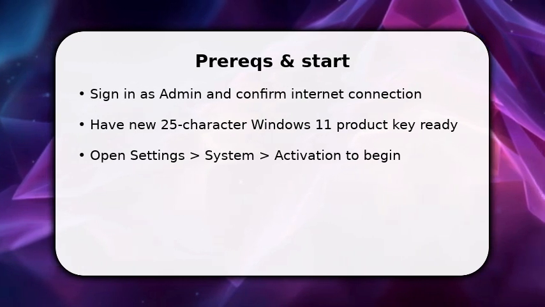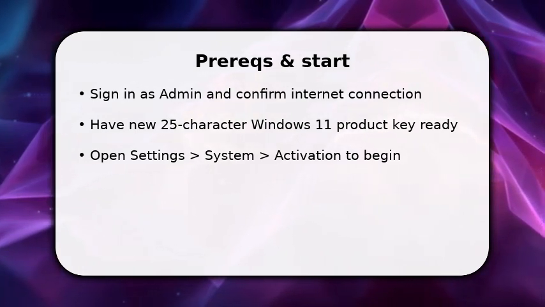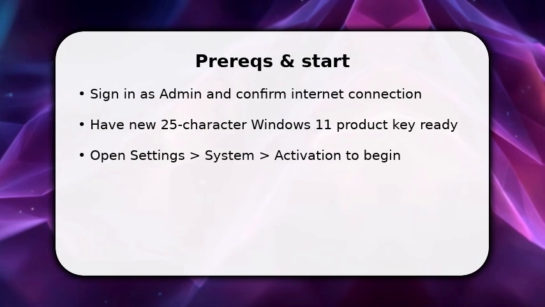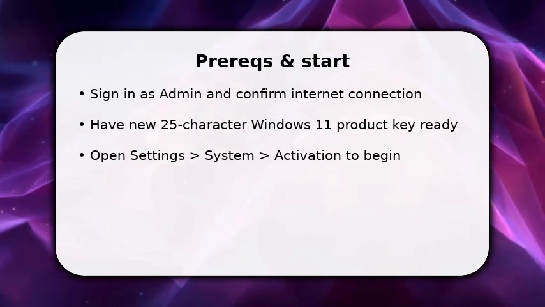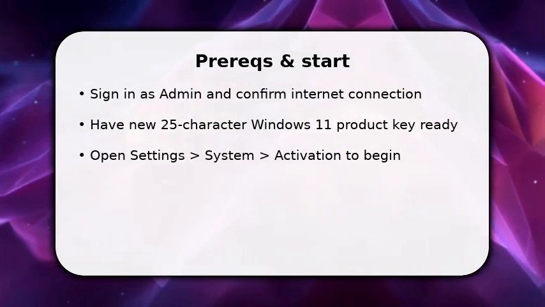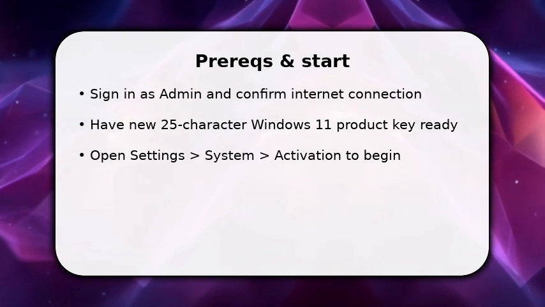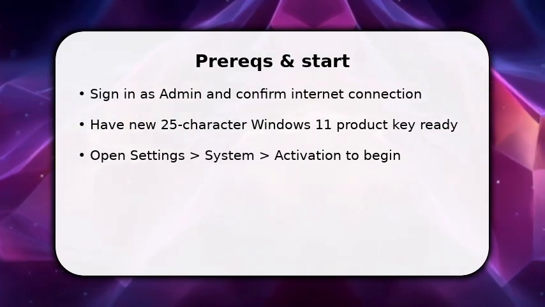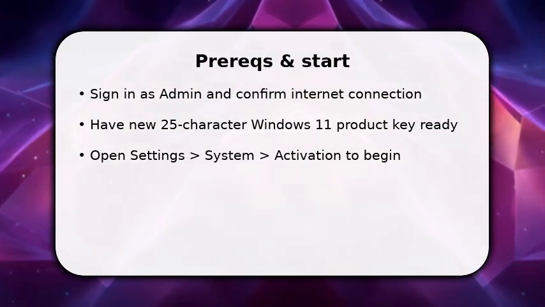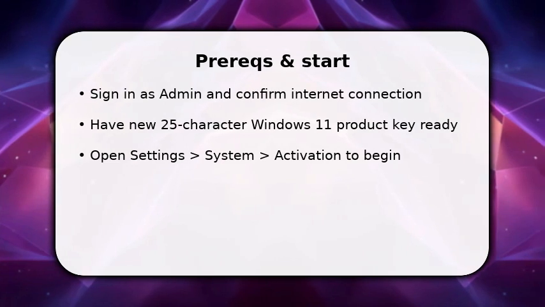Type it exactly. You're doing this now to avoid delays later, so proceed to change product key on that activation page and prepare to enter the key carefully and deliberately. Now you enter the key. Click Change Product Key and type the 25 characters, then hit Next to let Windows validate it.